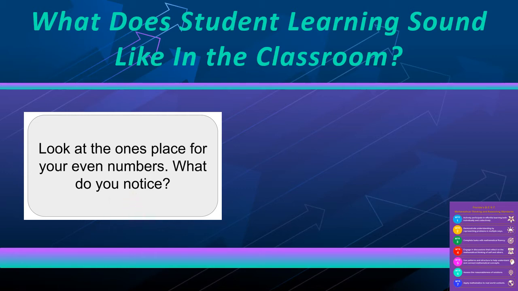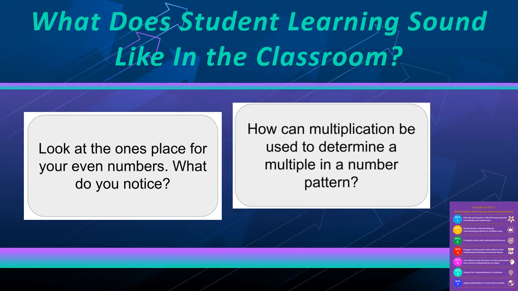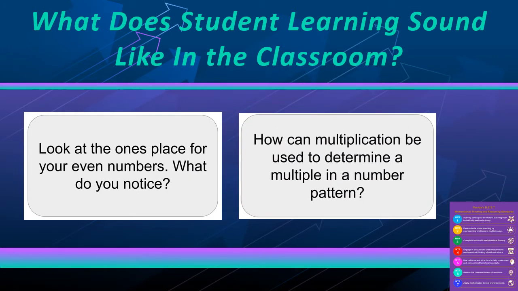Our next question: how can multiplication be used to determine a multiple in a number pattern? Here we have an example of complete the pattern, and they have the number 7 at the beginning of the pattern and the rest are blank. Looking at that, they can understand that, well, I'm looking at multiples of 7. Let's say if a child knows 7 times 5 is 35, they would be able to understand that the last number in the pattern should be 35 since there are 4 spaces following the 7.